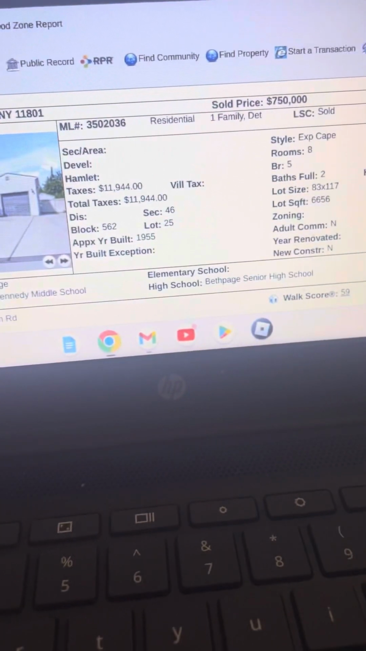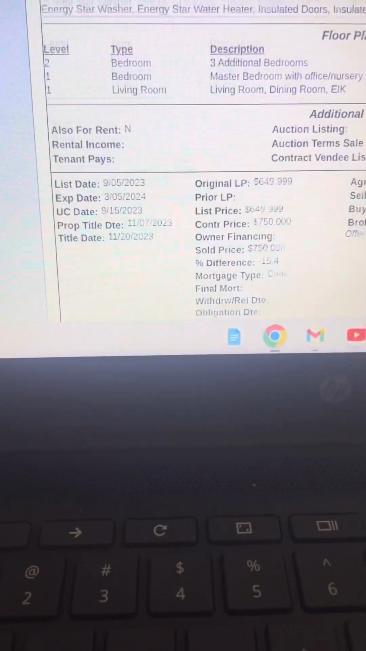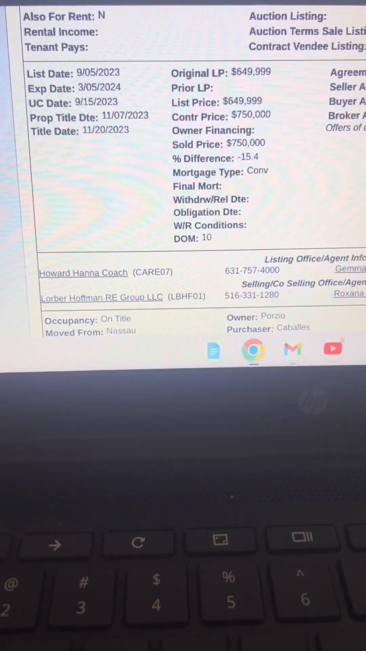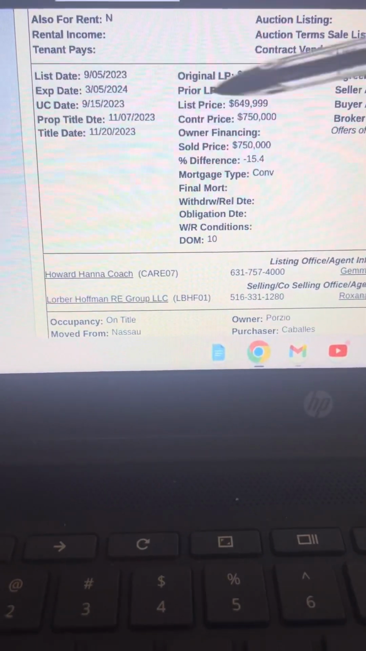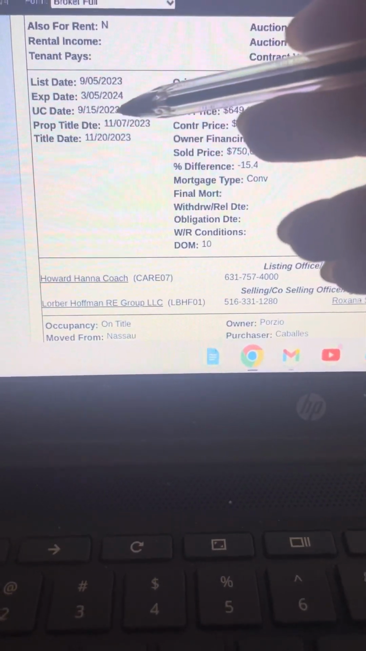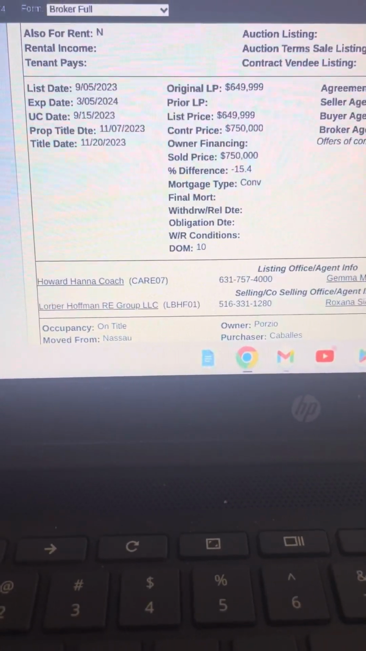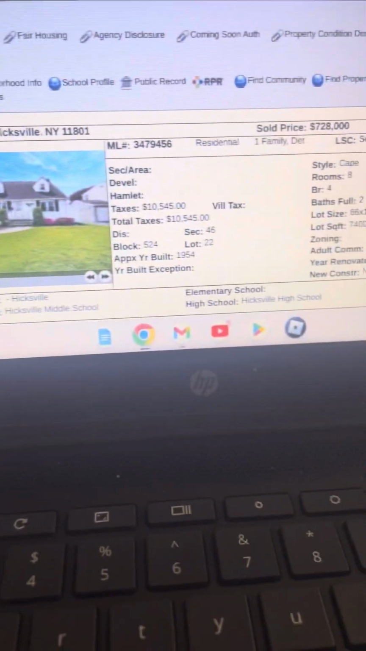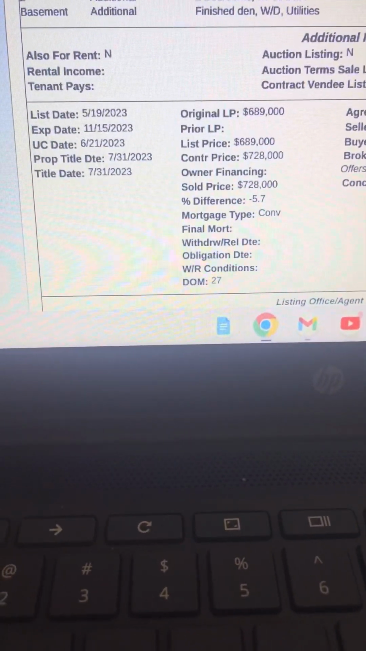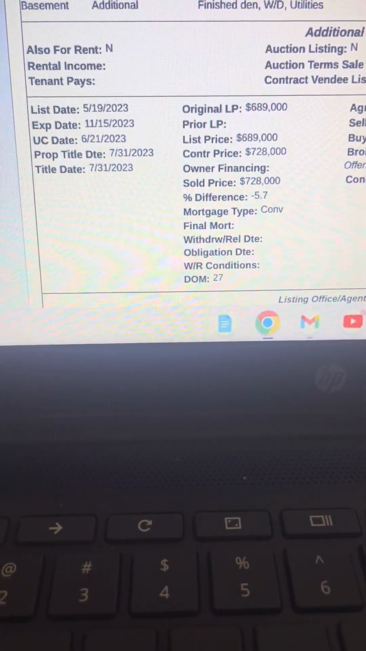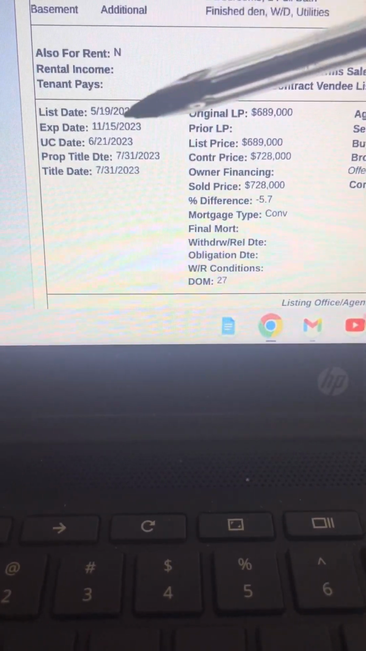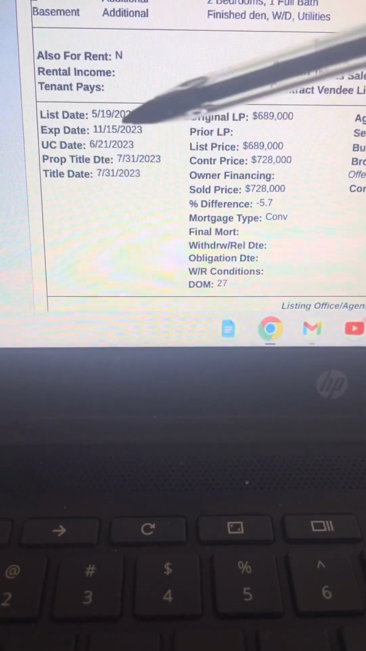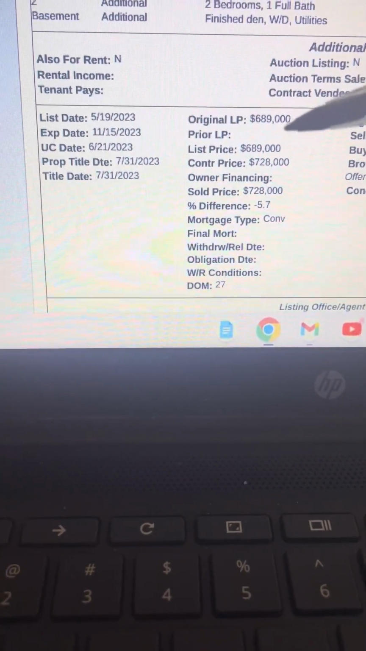This house sold for $750, listed at $649, sold for $750. Percent difference 15.4. Listed 9/5, under contract 9/15. Sold $728, listed $689, sold $728. Percent difference 5.7. This was a little bit longer. They probably could have priced that slightly better.